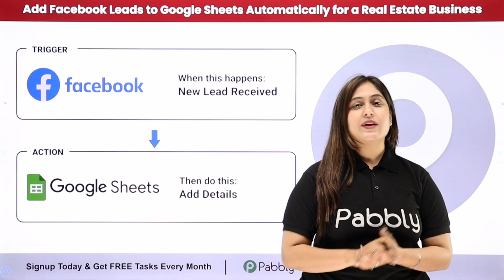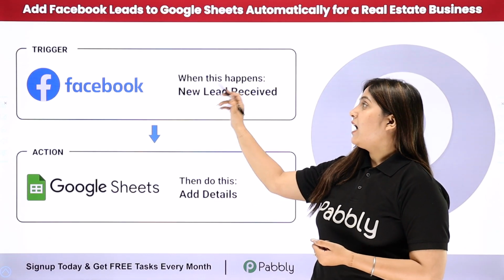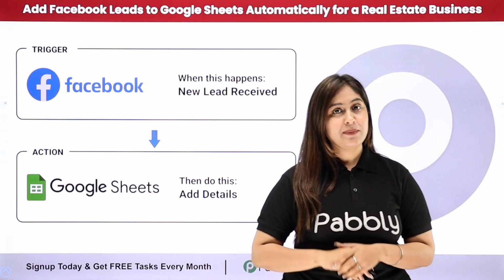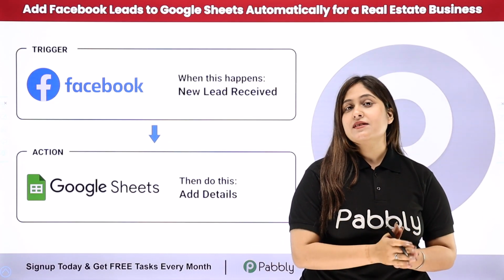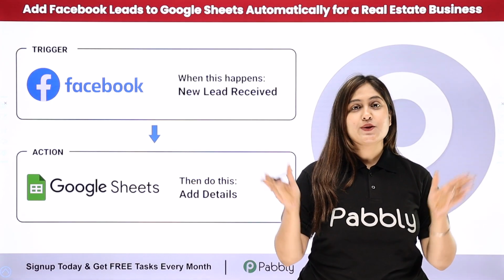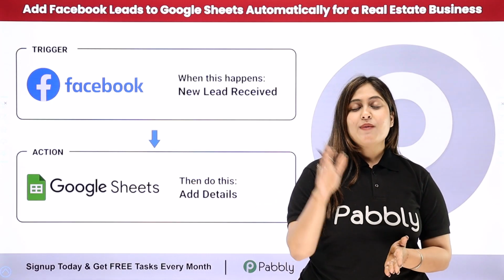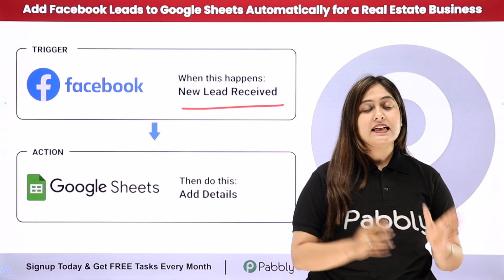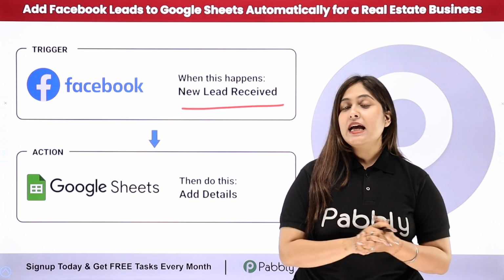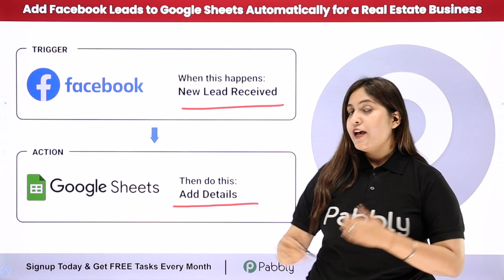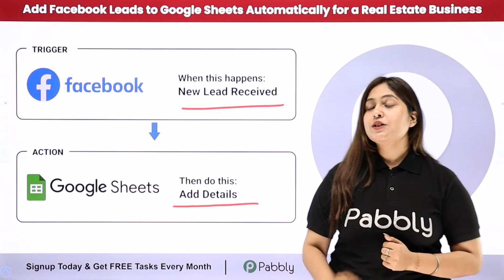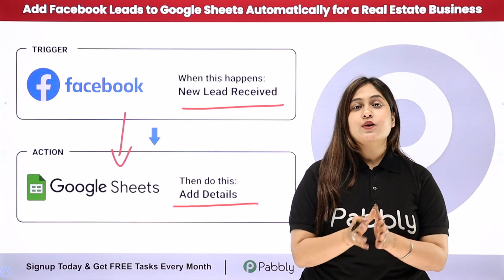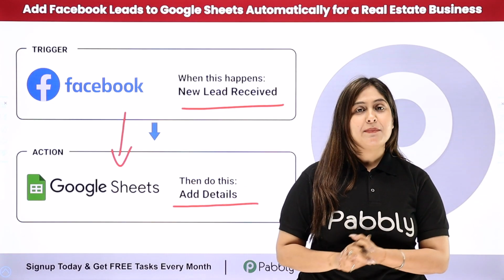In this video, we are going to understand how you can add Facebook leads to Google Sheets automatically for a real estate business. Here I'm a real estate business owner and I receive a lot of leads through my Facebook ads. My objective is that whenever I receive a new lead, that lead detail should instantly be added as a new row in my Google Sheets. To automate the entire process, I'm going to build a connection between my Facebook ads and my Google Sheets using an automation software named Pabbly Connect.